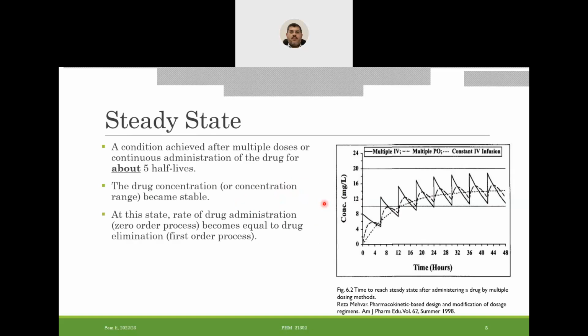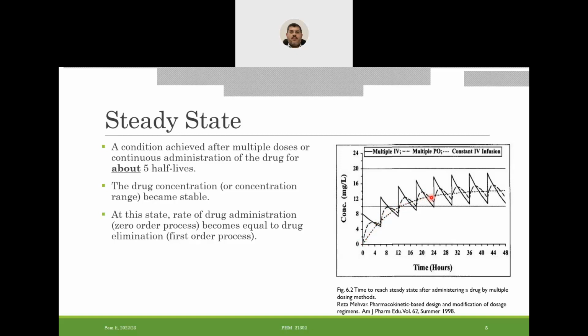Okay, so if we are giving a continuous intravenous infusion, what happens to the drug plasma concentration? At time 0, just about to start the infusion, there's no drug in the body, so the concentration at time 0 is 0. So if you give drug infusion, then the concentration... See, just follow this dotted line.